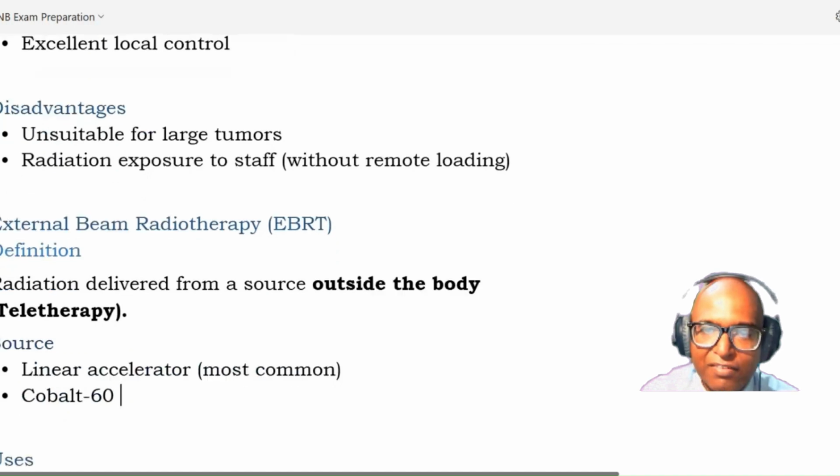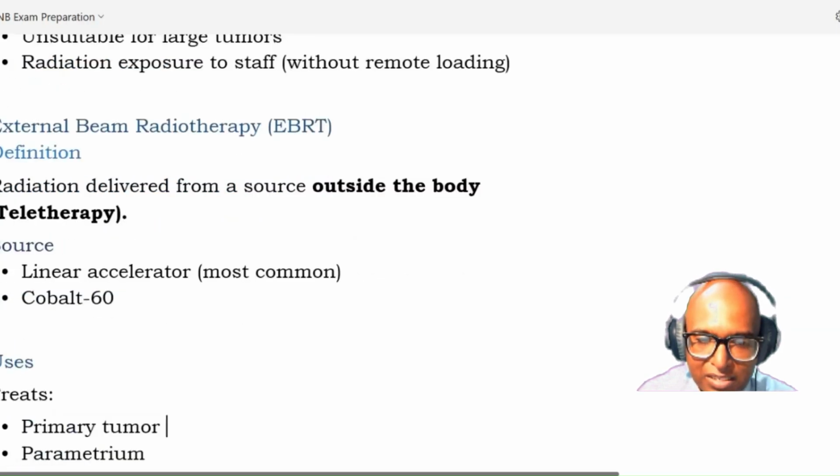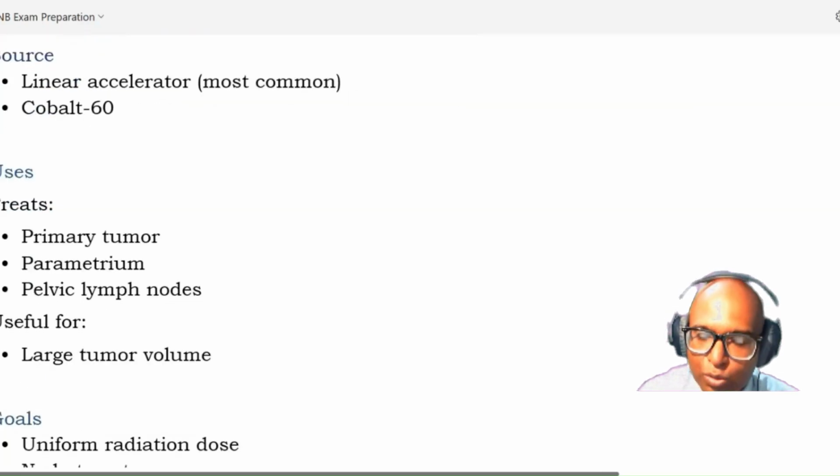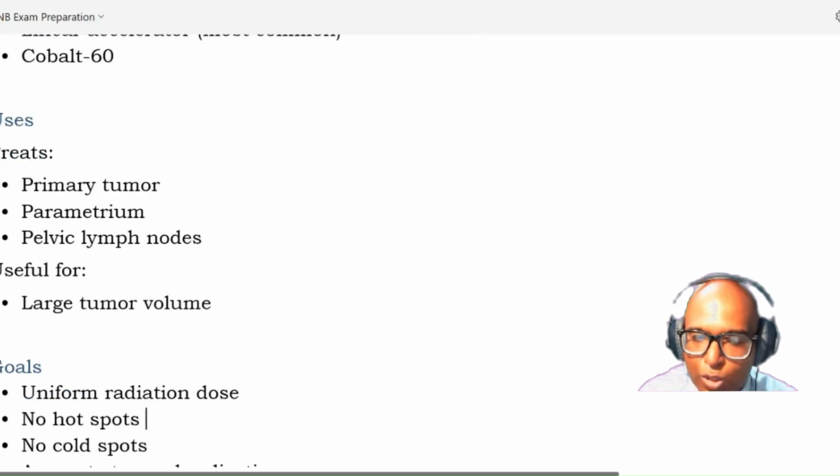This radiation is derived from a source outside the body, that is teletherapy, and the most common source is a LINAC, that is the linear accelerator. Another is cobalt 60. Okay, so what are the uses? It is used for primary tumor treatment, parametrium, pelvic lymph nodes, and it is also useful for the large tumor volume, while brachytherapy is not suitable there.